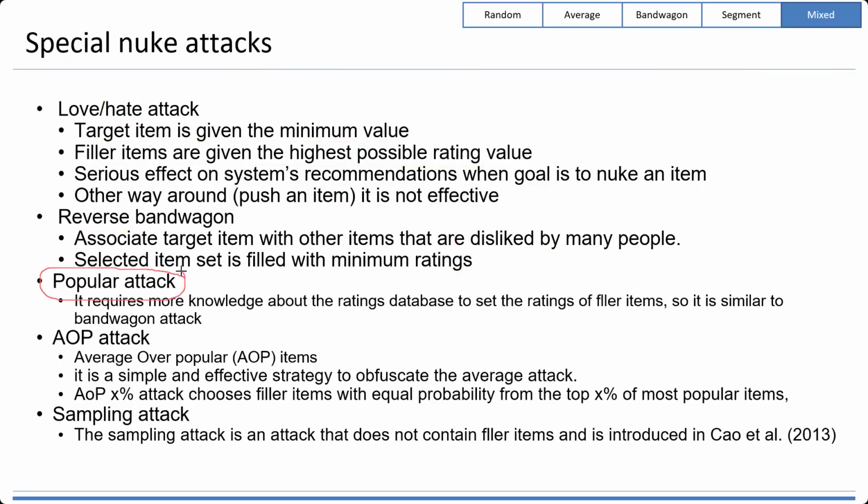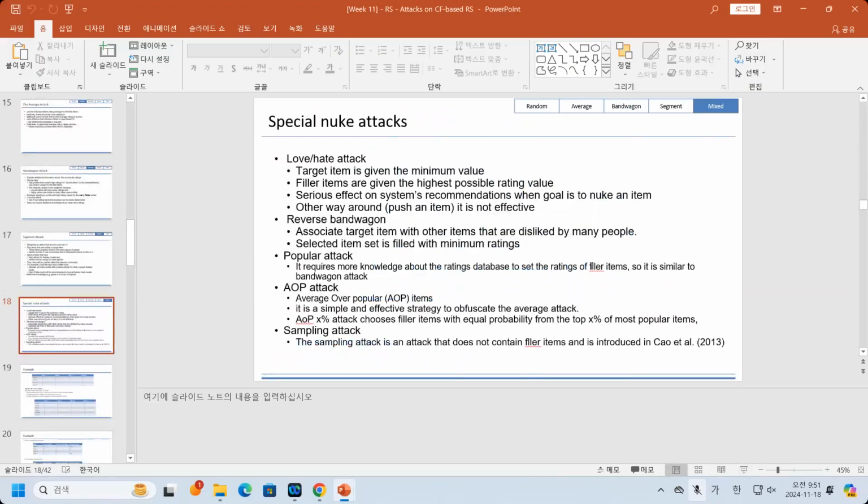We can have the popular attack. Popular attack means it requires more knowledge about the rating database to set the ratings on filler items. This one is filler. So it is similar to the bandwagon attack. The bandwagon attack is to increase the most popular items, but in the popular attack, yeah, we would like to check more knowledge about the rating database so that we can select what are the filler items that will need to be increased. Yeah, this is filler.